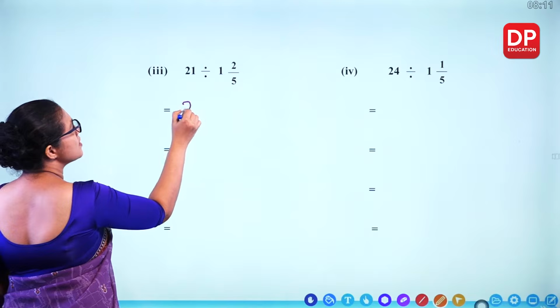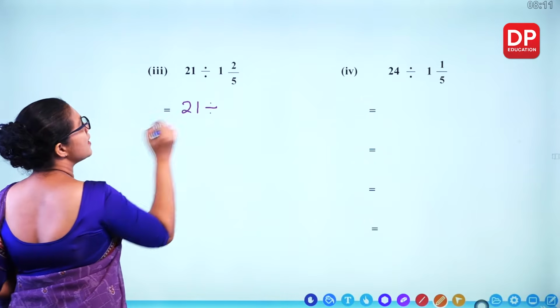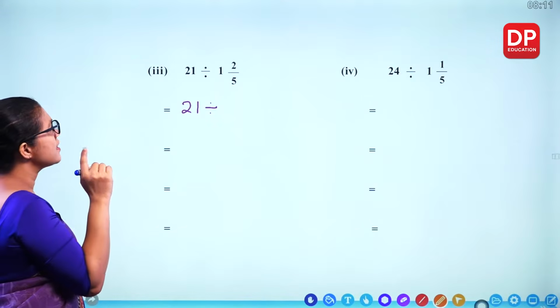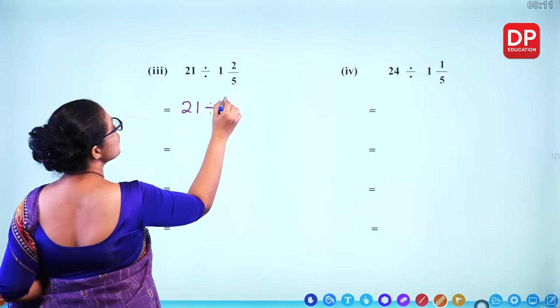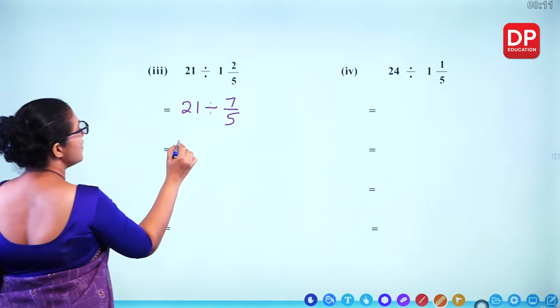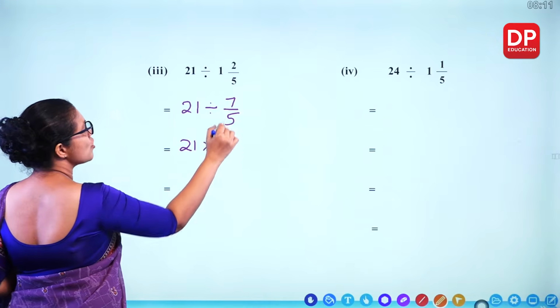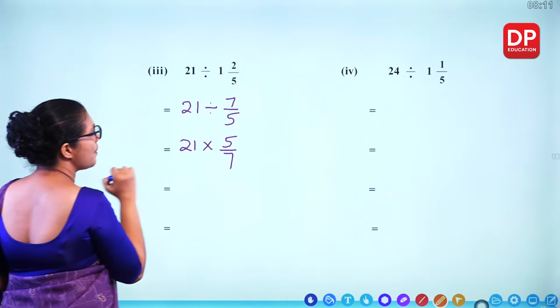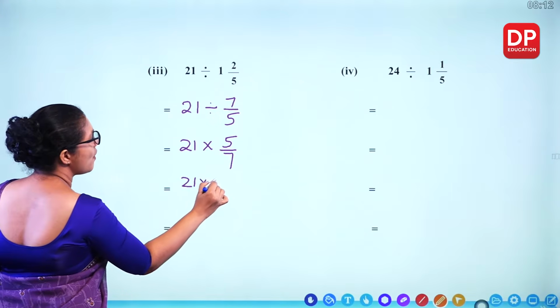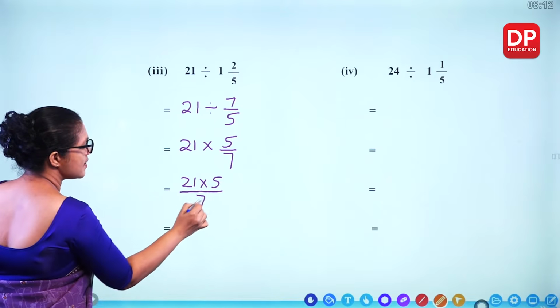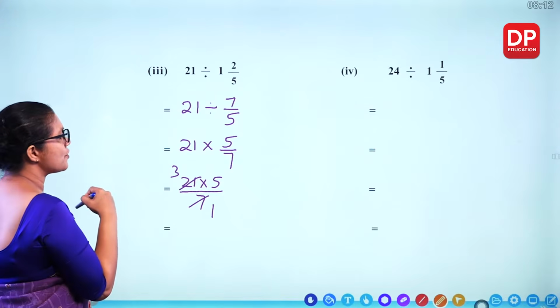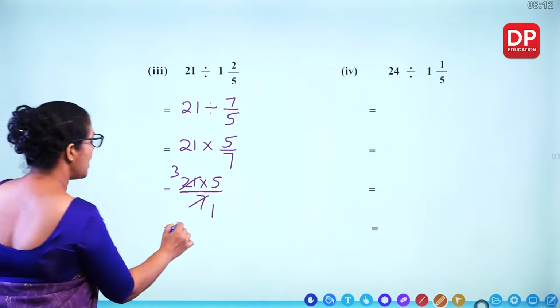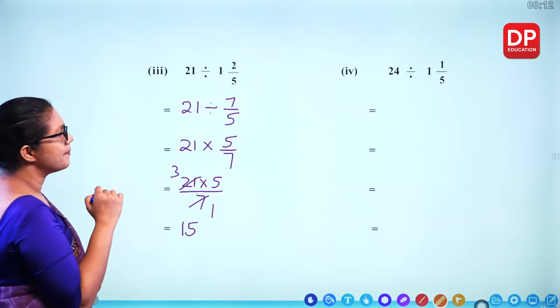Another one, 21 divided by. Convert to improper fractions. 5 times 1, 5. 5 plus 2, 7 over 5. Now convert to multiplication by taking its reciprocal. 21 times 5 over 7. 7 times 1 and 7 times 3. 5 times 3, you get 15.